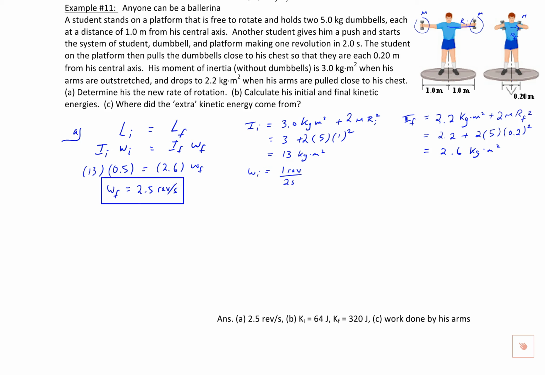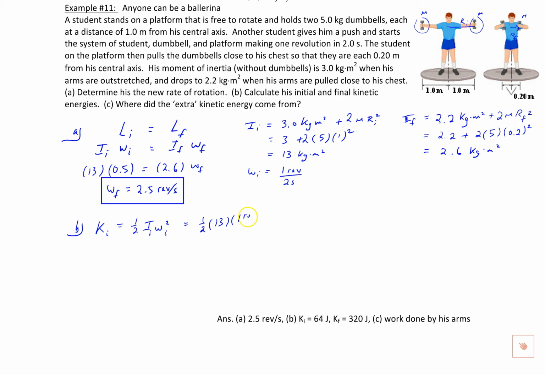That's part A. In part B, we're asked to calculate the initial and final kinetic energies. Now, he's not moving anywhere translating-wise, but he is rotating. So he does have a difference in rotational kinetic energies. Rotational kinetic energy is 1/2 I omega squared. So for the initial point, we're going to do 1/2 times I initial times omega initial squared. So it's going to be 1/2 times 13 times, now we do want this kinetic energy to be in joules, preferably. So we do need to convert this omega to radians.